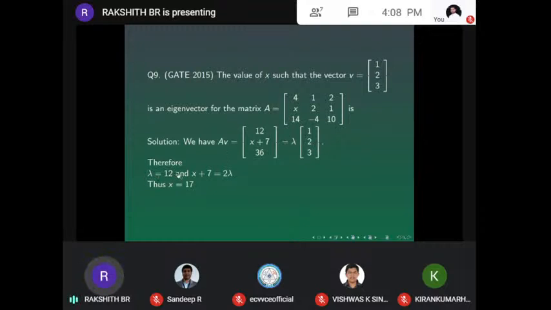So from the first equation, you know that lambda is 12. And if you substitute this in the second equation, that is x plus 7 equal to 2 lambda, you will be getting x plus 7 equal to 24, and hence x equals 24 minus 7, that is 17.